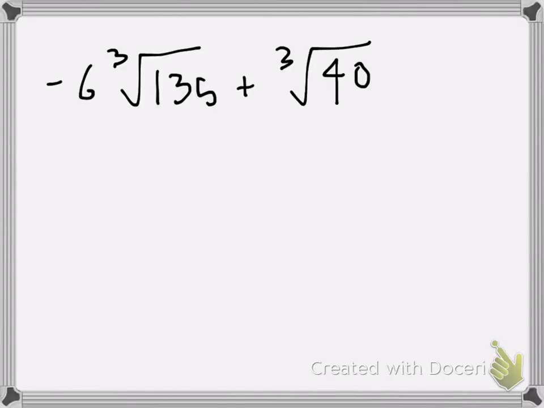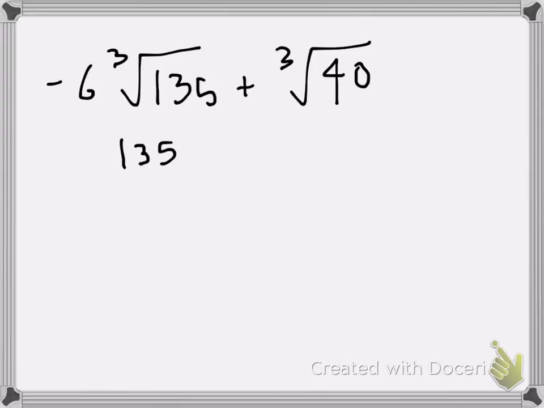All right, if you want to simplify, if you want to add these radical terms like this, what you've got to do first is decide if you have any like terms. In order to do that, we need to simplify all of our radicals as much as we can. So I'm going to start by doing a prime factorization on all these numbers inside my radicals and look for pairs. So the cube root of 135.